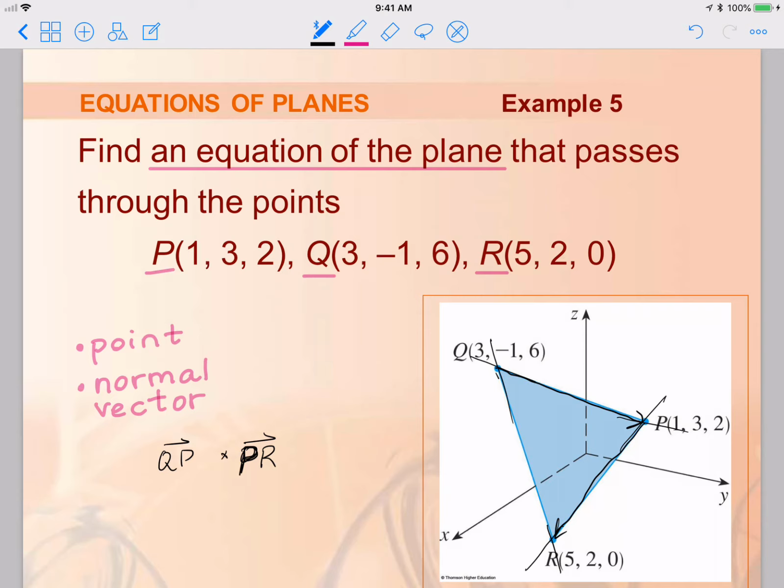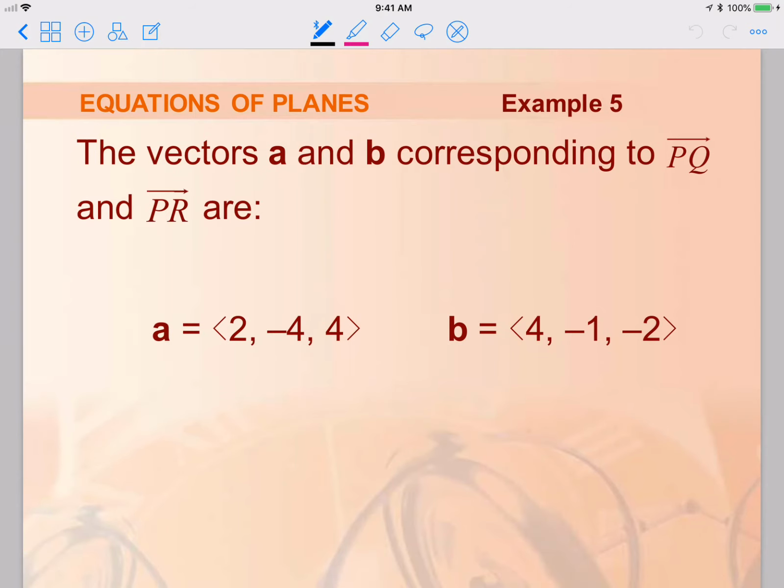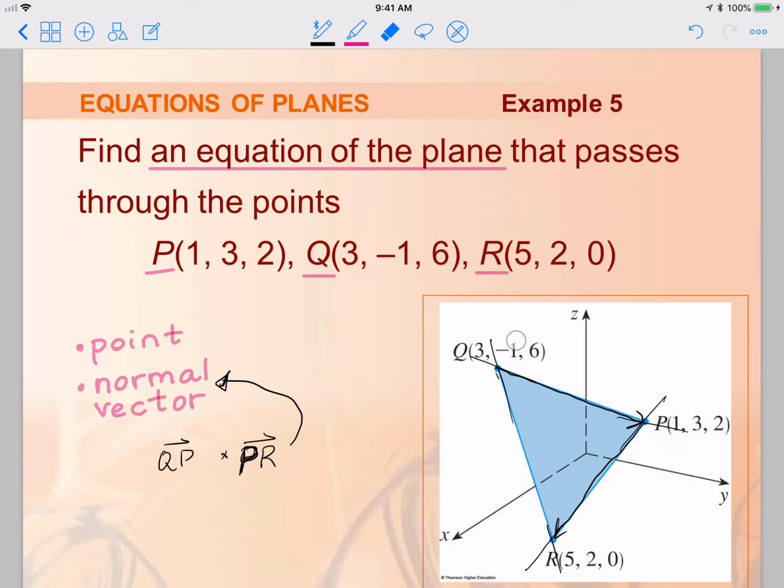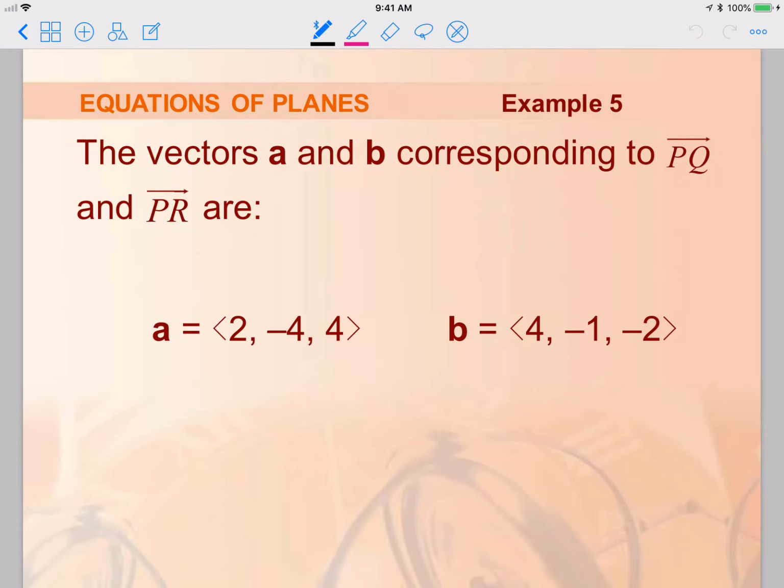If you're given 3 points, find 2 vectors using those 3 points and take the cross product, because the cross product will be your normal vector. So the vectors A and B correspond to PQ and PR. We'll have from P to Q and from P to R. Those are our 2 vectors. We'll cross them. The cross product will be a normal vector.